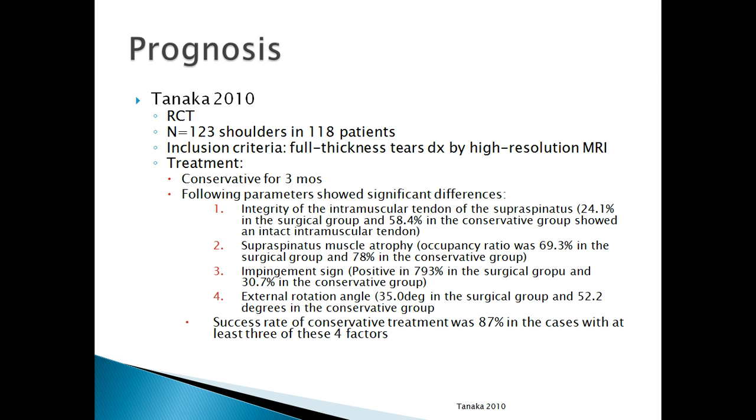the supraspinatus muscle atrophy, impingement sign, and the external rotation angle. The success rate of conservative treatment was 87% in the cases with at least 3 of these 4 factors. The criterion for failed conservative treatment was defined as a constant score of fair or poor, and those patients went on to have surgery. So in general, of the 123 shoulders, 65 were considered a success and 58 were considered a failure.